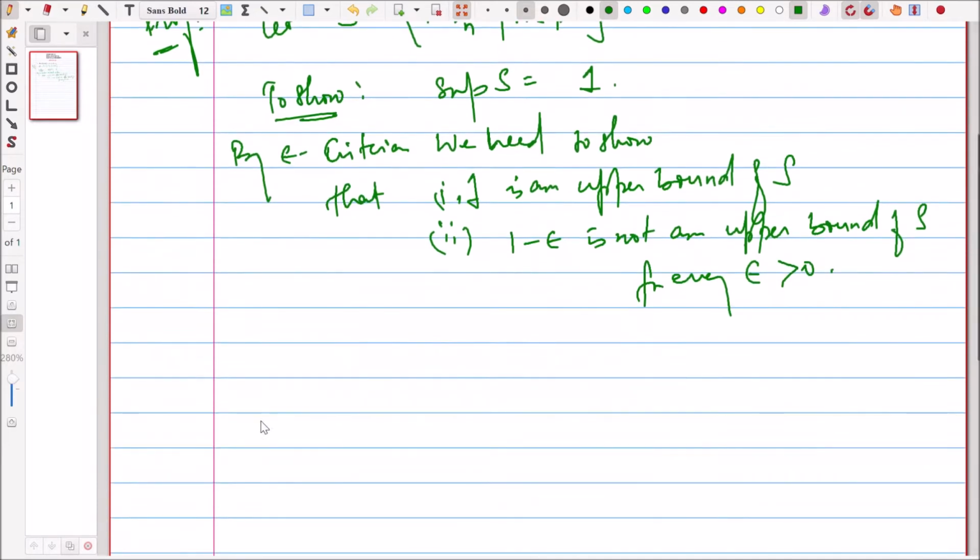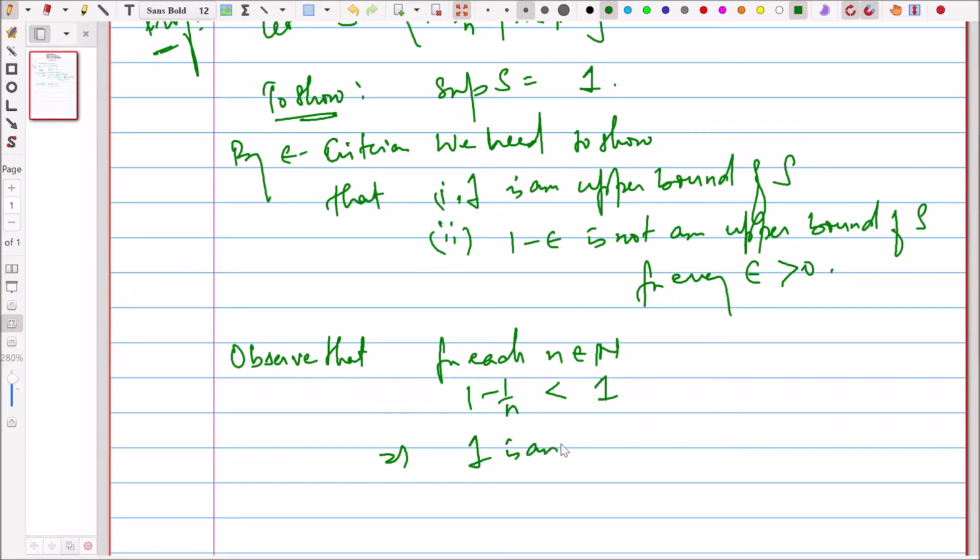So for this, observe that for each n belonging to N, if we take any natural number, obviously 1 minus 1 by n is less than 1, because we are subtracting something from 1, so this number is always smaller than 1. So this implies 1 is an upper bound of S.